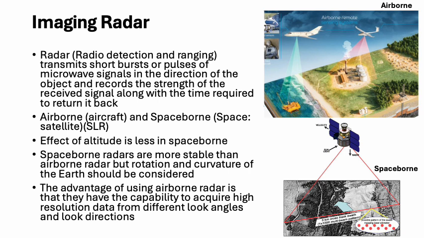There are two types of imaging radar systems, spaceborne and airborne. In airborne, the sensor is attached to the aircraft as shown in the figure. And in spaceborne, the sensor is attached to the satellite. The effect of altitude is less in the case of spaceborne as it is far away from the Earth's surface. Spaceborne radars are more stable compared to airborne radar. The advantage of airborne radar is it can acquire high resolution data from different look angles and look directions.